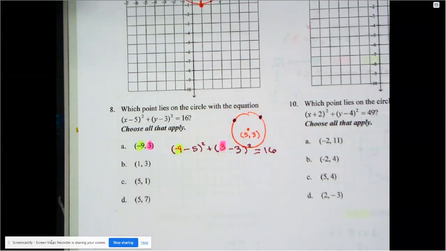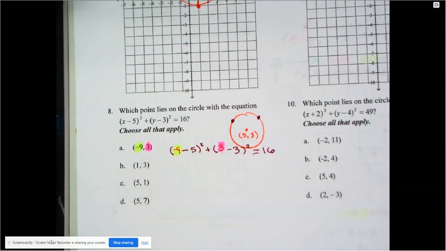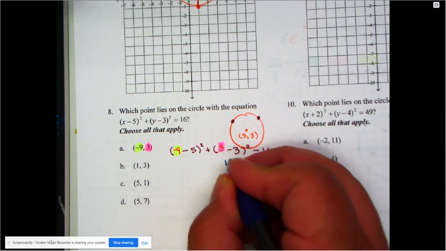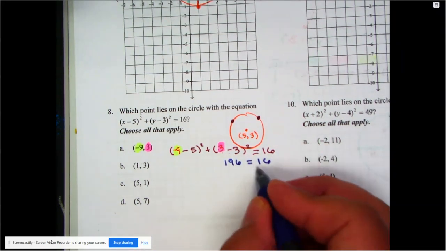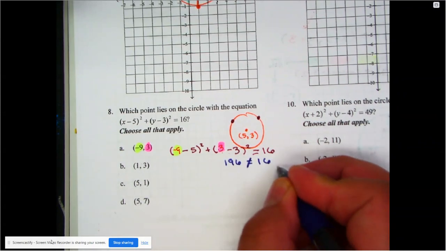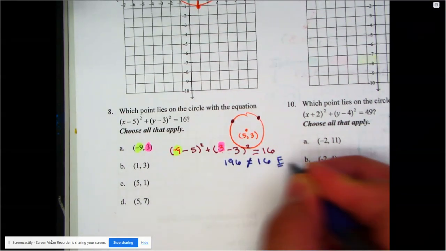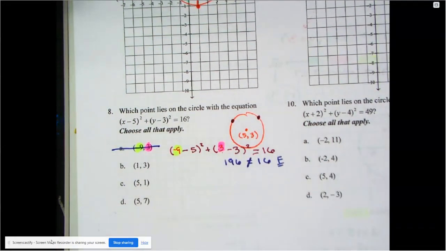And then when I work this thing out on Desmos here, let me do a quick little calculation on the side. We end up with an answer of 196 is equal to 16. Does 196 equal 16? Absolutely not. This is a false statement. And if something is a false statement, then no, that's not on the circle.